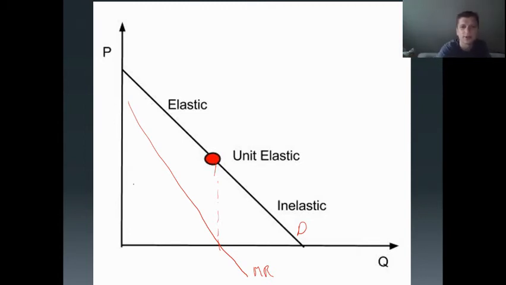So as price falls, total revenue will continue to increase because marginal revenue is positive. Once marginal revenue becomes negative, as you drop the price, the total revenue should fall.